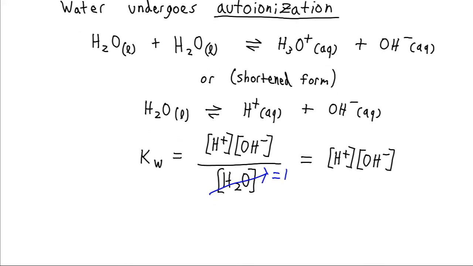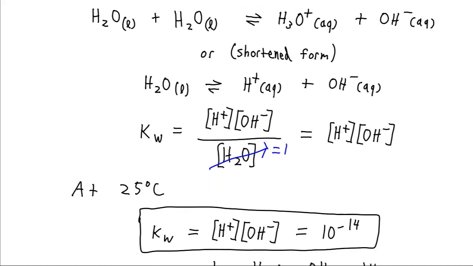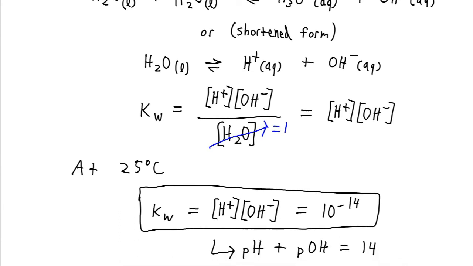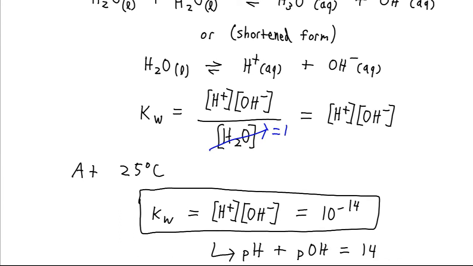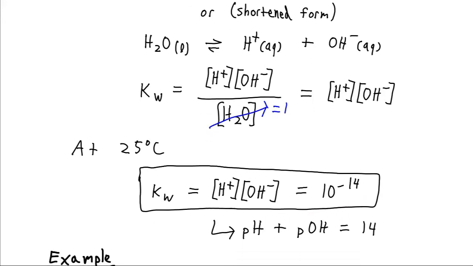Now if we measure the concentration of each of these, we get our equilibrium constant, and it turns out that it's 10 to the minus 14 at room temperature, which we're going to define as 25 degrees Celsius. And this is a very handy relationship. We're going to frequently assume that we are working at this temperature in a laboratory so that we can use it. And this is actually where our equation pH plus pOH equals 14 comes from. If we just take log base 10 of both sides, we'll get this equation here, which is a very handy relation.